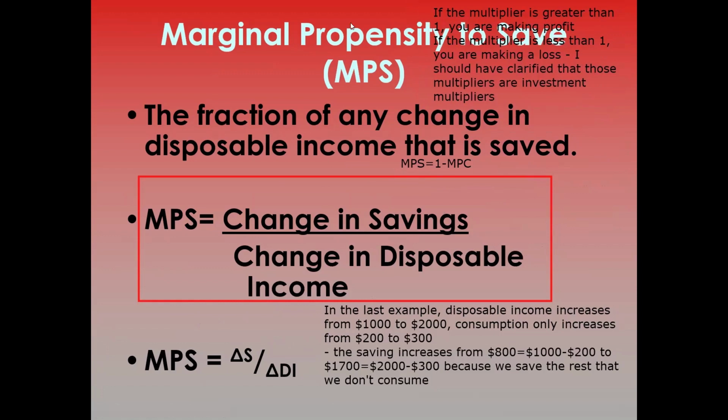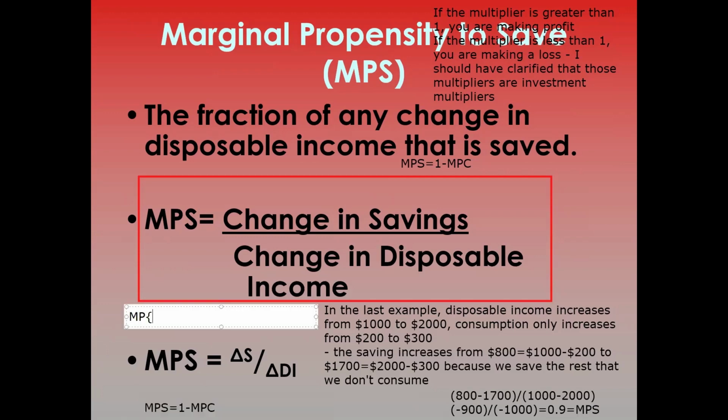So here, if we calculate this, let's say we want to do the saving. So we do 800 minus 1700 divided by 1000 minus 2000. So we do the change in savings divided by the change in disposable income. So this would be negative 900 divided by negative 1000. That would be just 0.9. So that's the MPS here. And this is the same MPS as we would get if we did MPS equals 1 minus MPC.